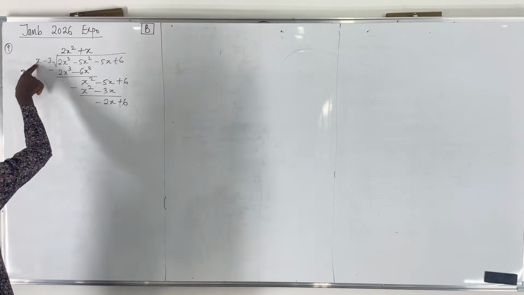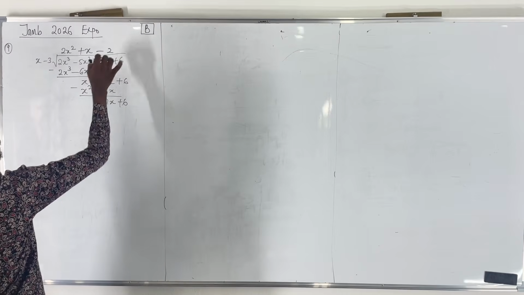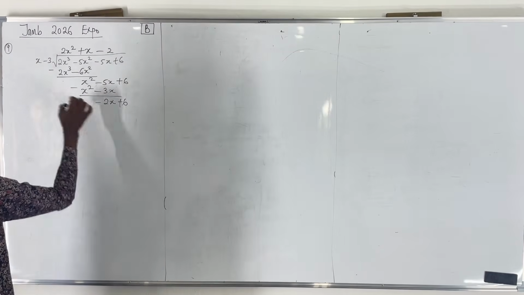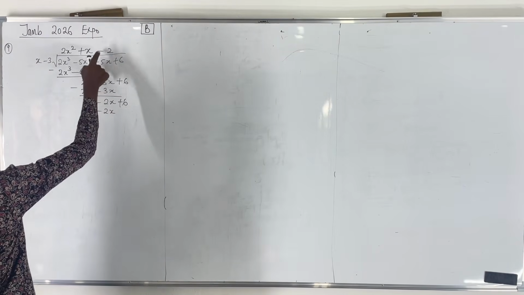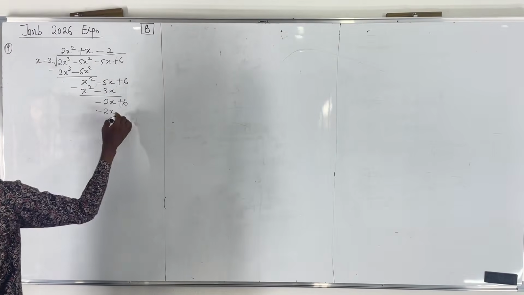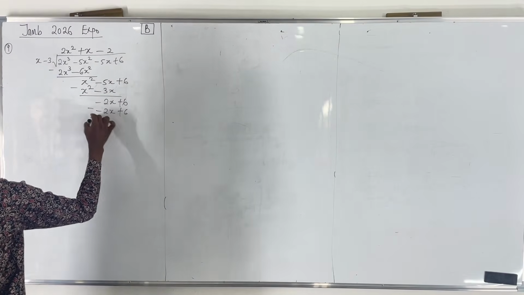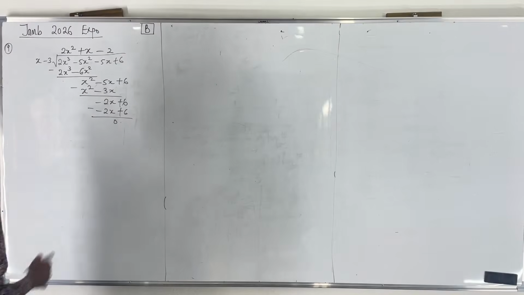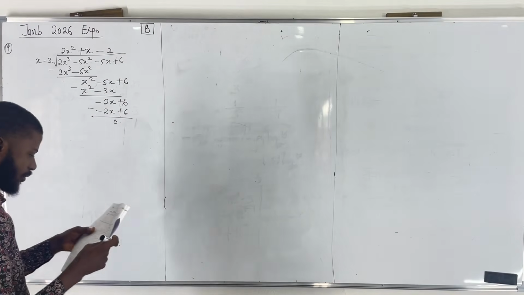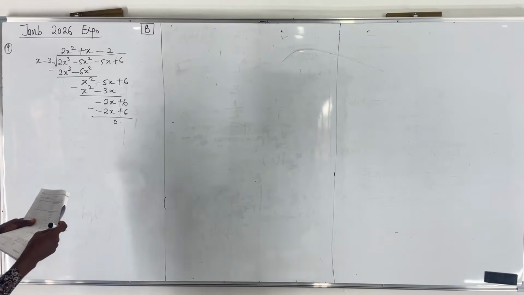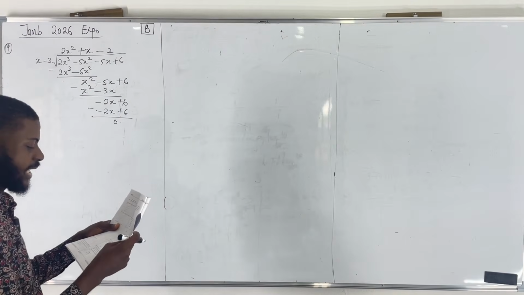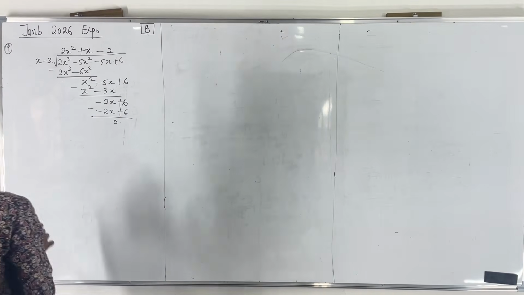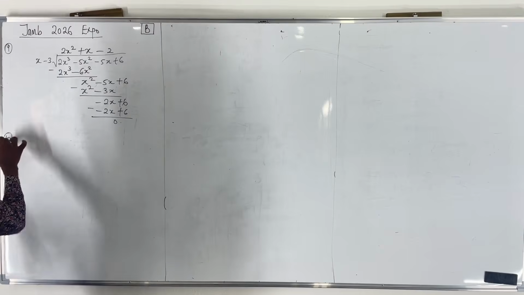Minus 2x divided by x is minus 2. Then minus 2 times x, minus 2x. Minus 2 times minus 3 is plus 6. Then you subtract and get 0 because they are exactly the same thing. So the answer to that question is going to be B, 2x squared plus x minus 2. That will be the answer to that question. Let's move on to the next one.